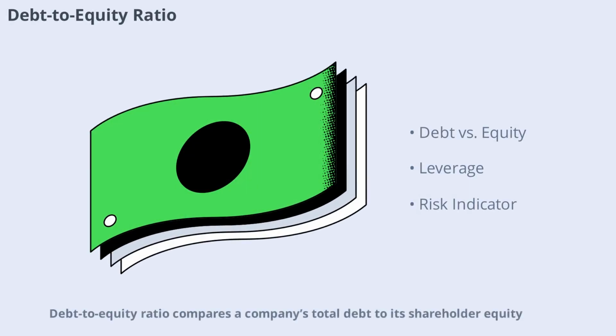Debt to equity ratio compares a company's total debt to its shareholder equity. It's calculated by dividing total liabilities by shareholder equity. A higher ratio means the company relies more on debt, which can increase risk. This ratio helps you see how much leverage a company uses and whether it's sustainable. It's a key metric for investors and lenders.